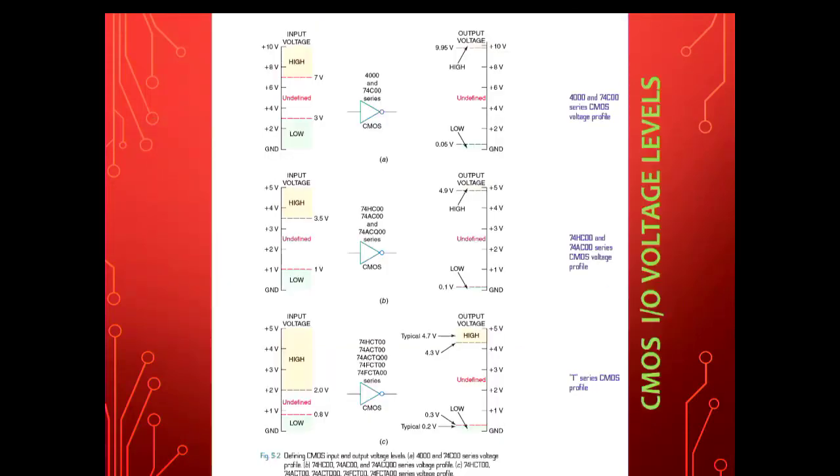Here's a good slide. I'm not going to go through all of it, but it does a good job of showing what the input and output voltage levels are for different kinds of technology. T-series, CMOS. This is one of the faster switching and accurate. So what do you think: is a very small region that defines low and high good, or a large region? Which one is better?